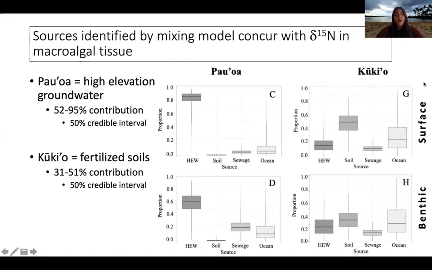And at Kukio, we found that fertilized soils was the main nitrogen contributor to these coastal waters. Again, this was at a 50% credible interval with 31 to 51% contribution across all water types. And so the nitrogen-15 in the algae and the mixing models using the in situ data concurred with each other and supported that Pauoa was mainly high elevation groundwater, and Kukio's main nitrogen source was fertilized soils.